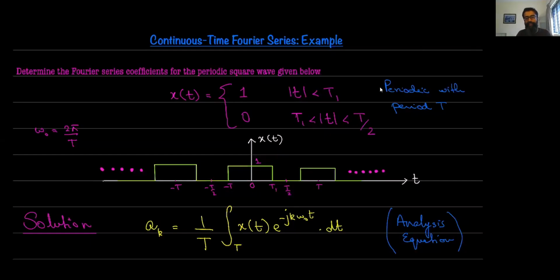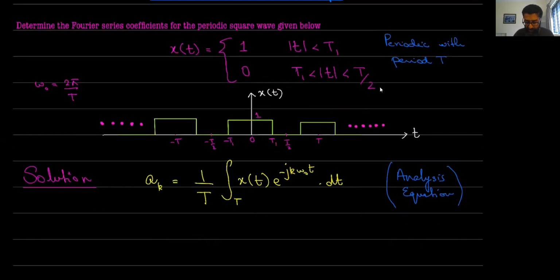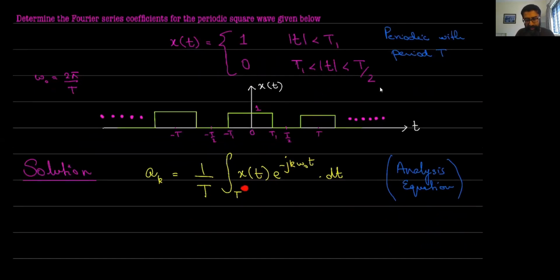In this example, we're going to try to determine the Fourier series coefficients corresponding to this square wave, the period for which is capital T seconds. As you can see on your screens, the square wave stays equal to 1 for a duration from minus t1 to plus t1 seconds, and it stays 0 otherwise for the rest of the duration of the period. In order to determine the Fourier series coefficients, I'm going to use the analysis equation directly, which I've written over here.